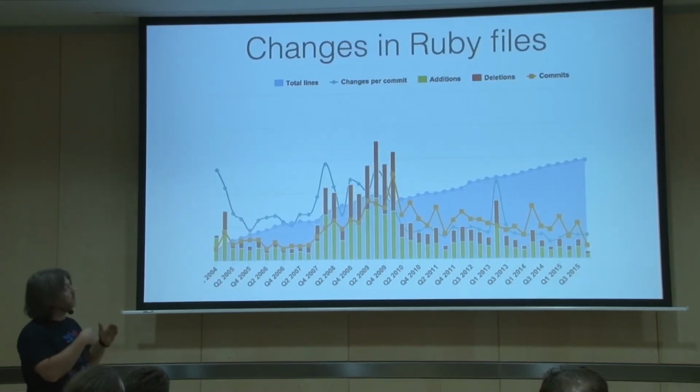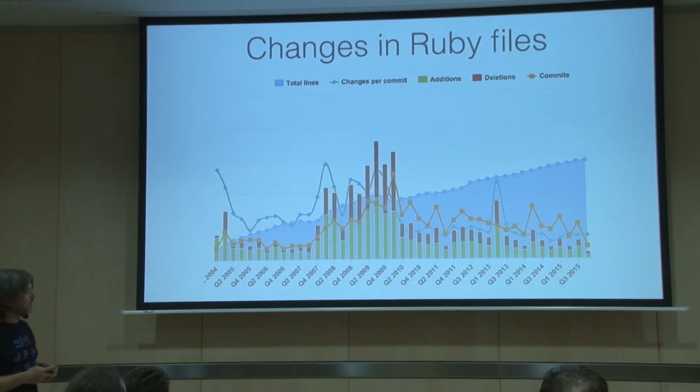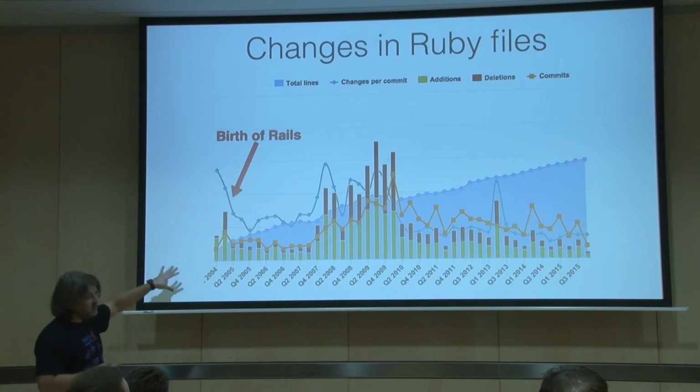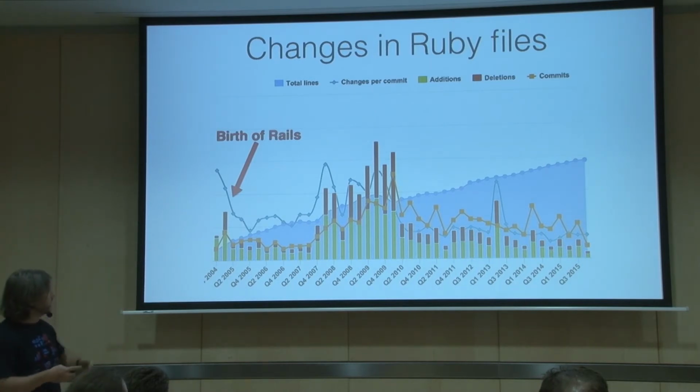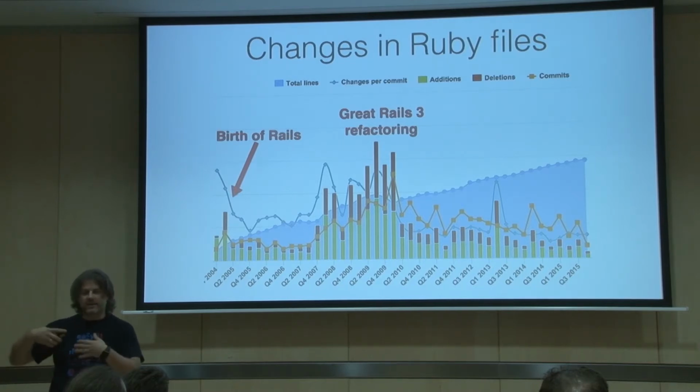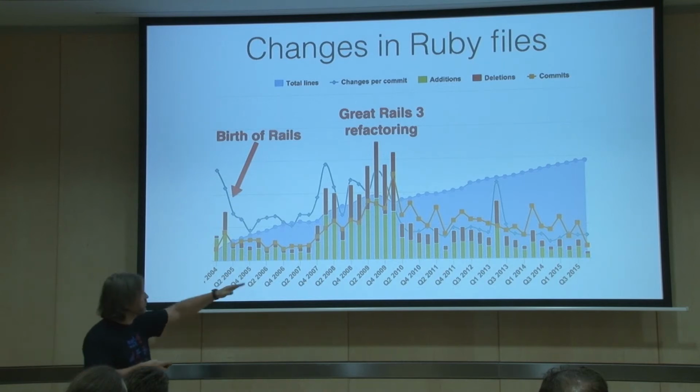Let's focus just on Ruby files and see what's there. Here we see a brief overview of Ruby on Rails history, where you can already see some main timeline events. It was the birth of Rails in 2004, and then we see some large commits which add a lot of data. Then around 2008 and 2009, there was this great Rails version 3 refactoring, when some new guys came and refactored everything. So you see these green and red bars over there.